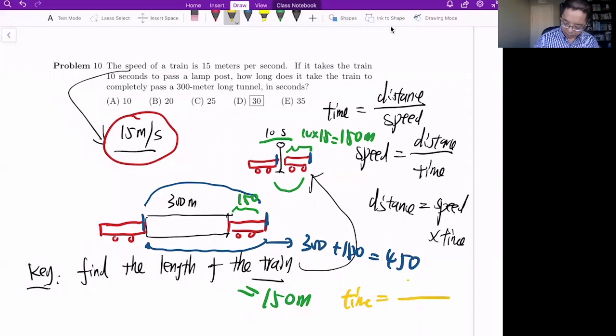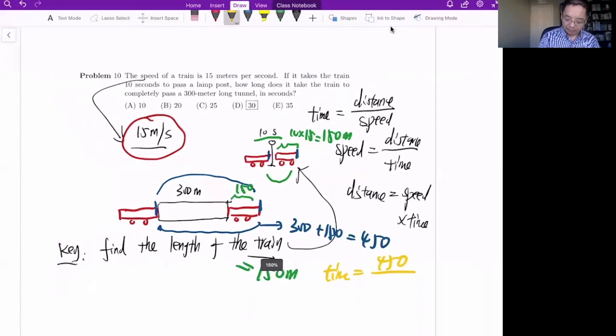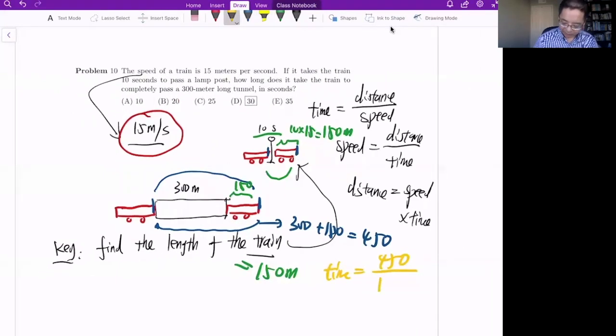Then the time will be equal to 450 divided by the speed. The speed is 15 meters per second, right? So the distance is 450, and the speed is 15. So we get 30 seconds to pass the tunnel.